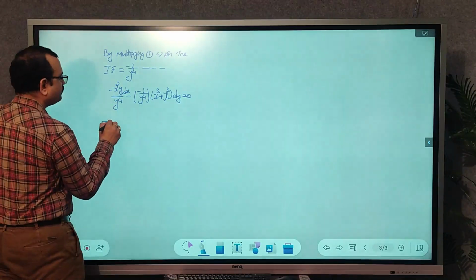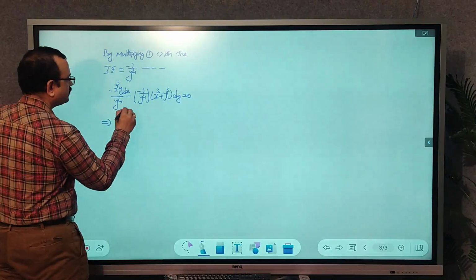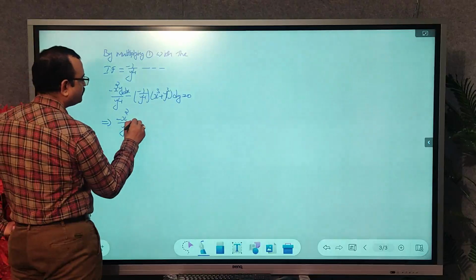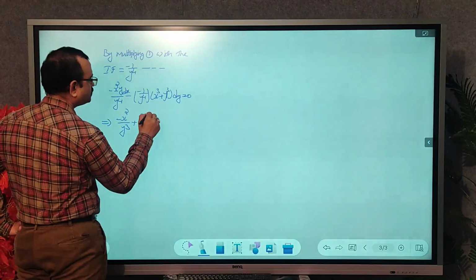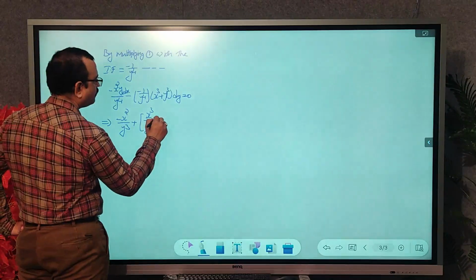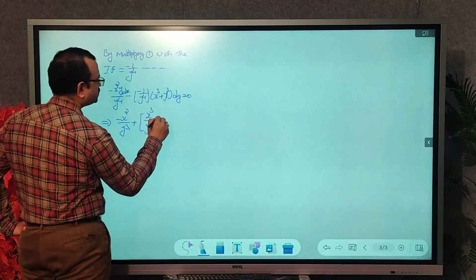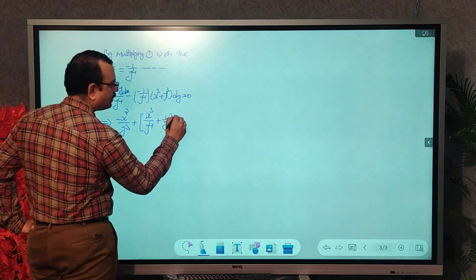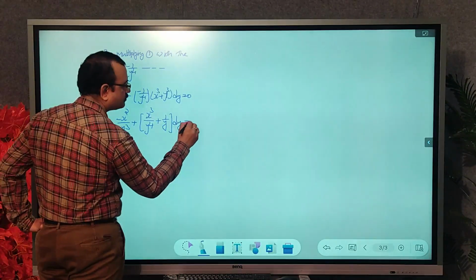So this implies, if you observe, minus x square by y cube here we will get. Then minus minus plus; just split it into two parts so that it will be easy. So x cube by y power 4 plus y cube by y, which means 1 by y, into dy is equal to 0.